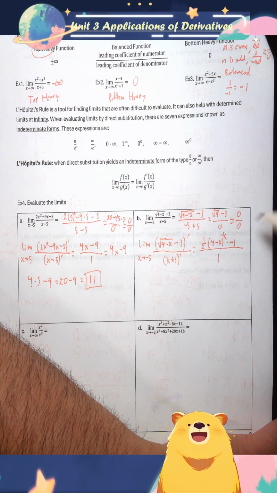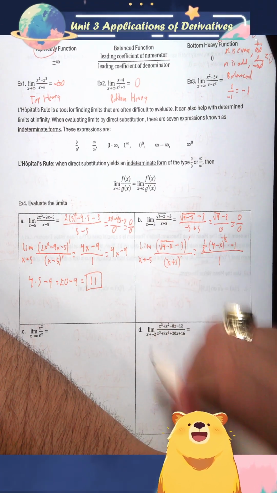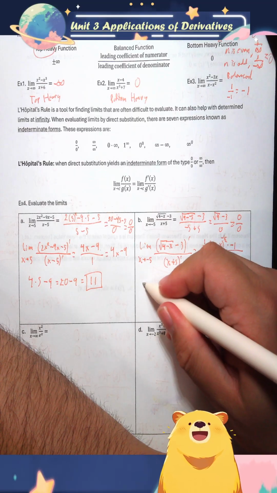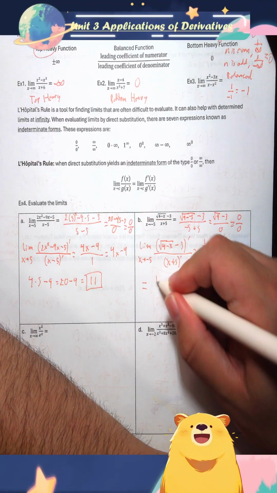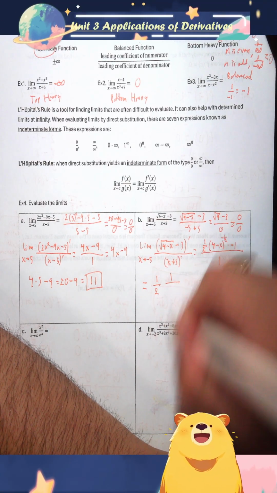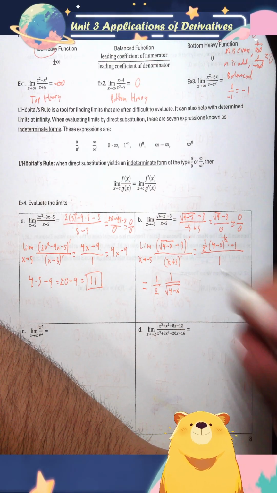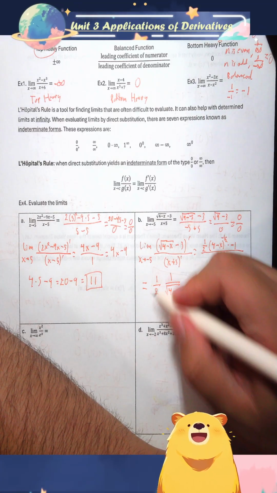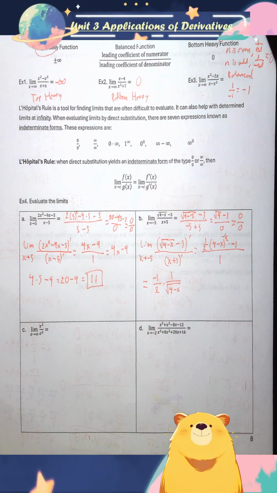So for here, we need to fix this up because this looks really messy. I'm going to rewrite that top part a little bit. Dividing by 1 means I don't have to worry about it as much. So I have 1 over 2, times 1 over the square root of 4 minus x, and then multiplied by a -1. So I'm just going to put a -1 right here.